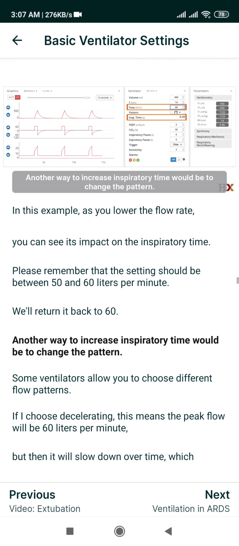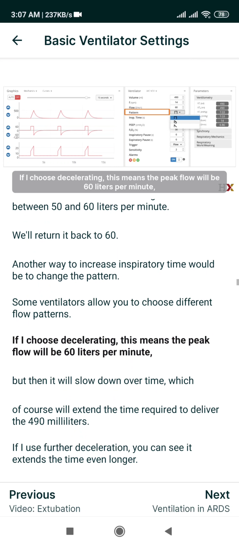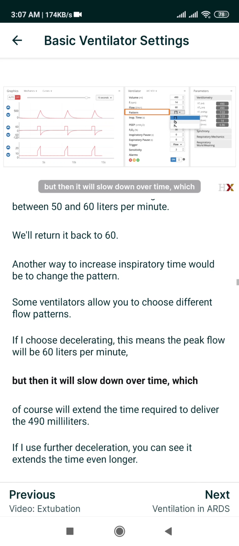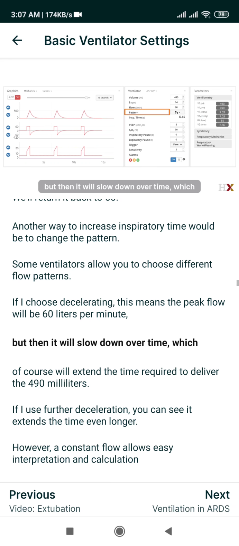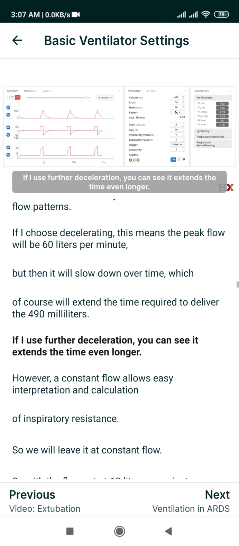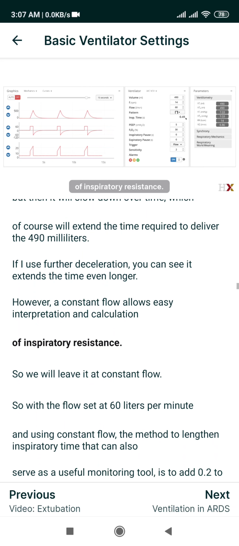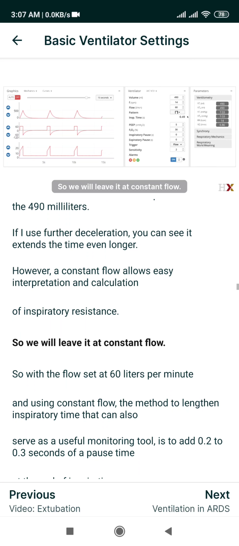Another way to increase inspiratory time would be to change the pattern. Some ventilators allow you to choose different flow patterns. If I choose decelerating, this means the peak flow will be 60 liters per minute, but then it will slow down over time, which of course will extend the time required to deliver the 490 milliliters. If I use further deceleration, you can see it extends the time even longer. However, constant flow allows easy interpretation and calculation of inspiratory resistance, so we will leave it at constant flow.